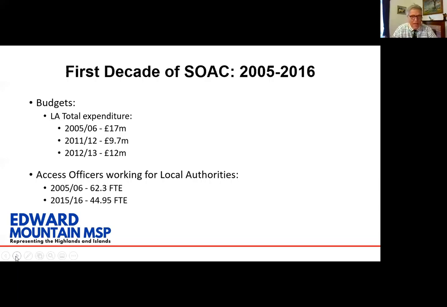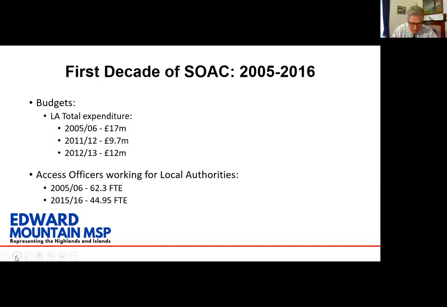What we also know is that access officers working for local authorities have actually decreased. I mean, there were nearly, as you can see on the figures, 62 people working in 2005, 2006. Don't forget, there was that sudden buzz that the outdoor access code was here and we needed lots of people working, and it gently decreased to 2015, 2016. And the problem is it's really difficult now to put an accurate figure on that. I've been trying to do this for the last few months, and it's just almost impossible.